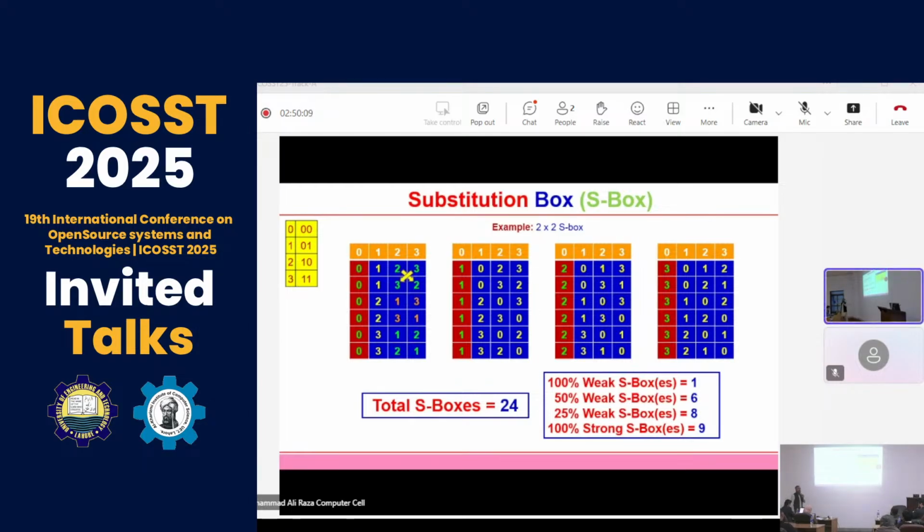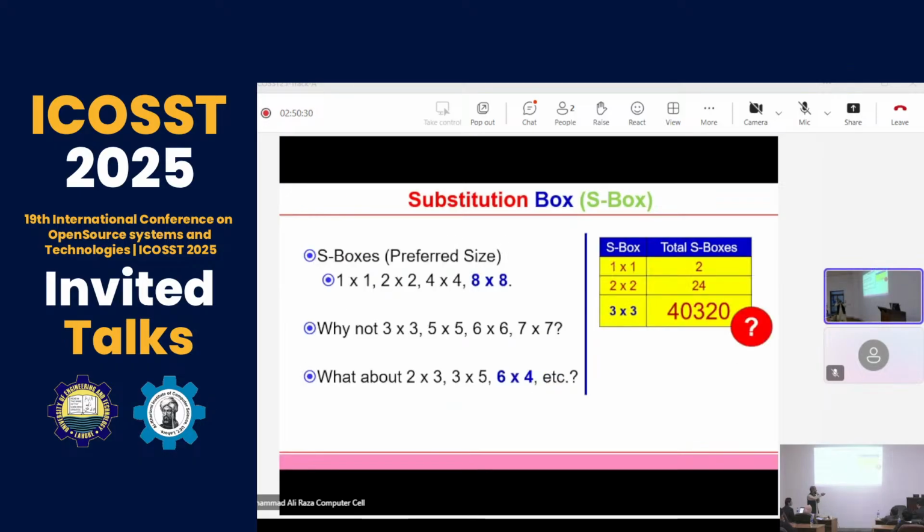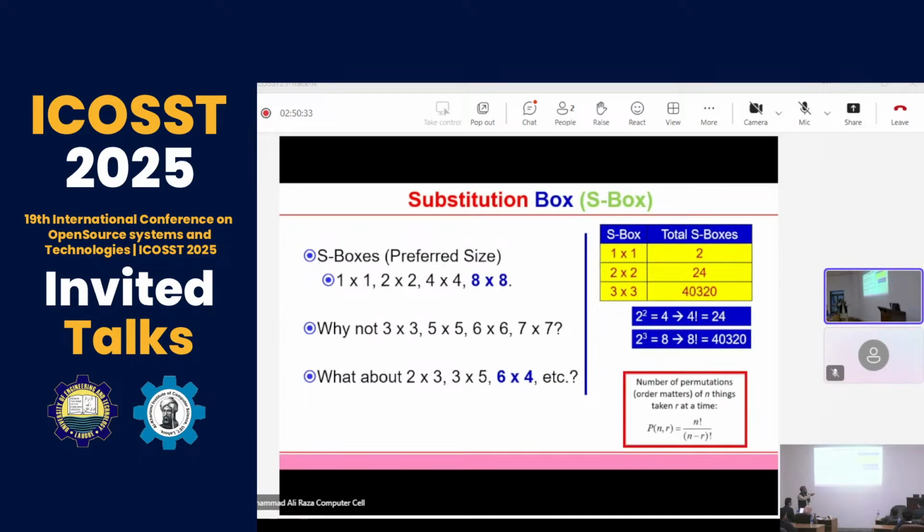What if we want to replace 3 bits with 3 bits? How many possibilities? How has it been calculated? 9 factorial? You are near. It is 8 factorial. How many bits are there? 3 bits. We want to replace 3 bits with 3 bits. And what are the choices? 2 raised to power 3. 3 bits contain 8 values. So there will be these possibilities.